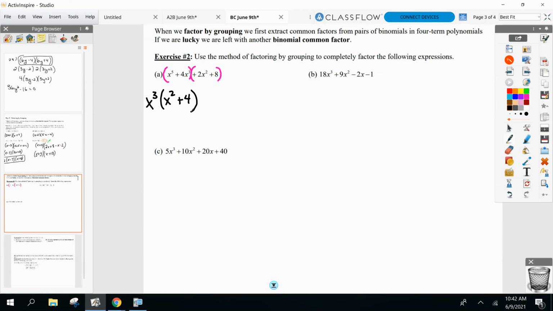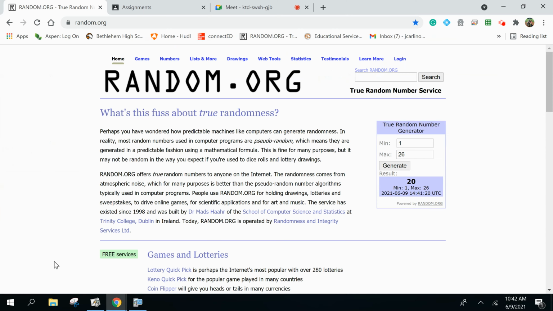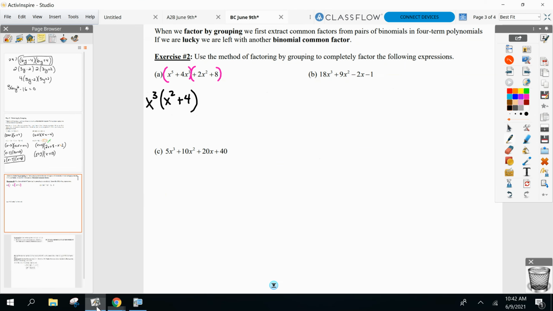What about the second grouping? What can I take out of the second grouping? Luke, what can I take out of the second grouping? 2. What's left? X squared plus 4. Oh, x squared plus 4.